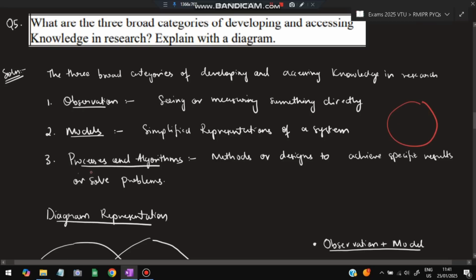Next is process and algorithm. What is a process? The way of doing. An algorithm is how you do it. So, how we do the things. The methods or the designs used to achieve specific results or solve problems.